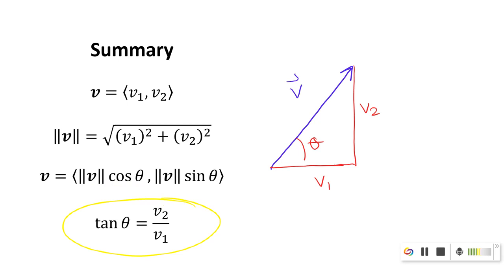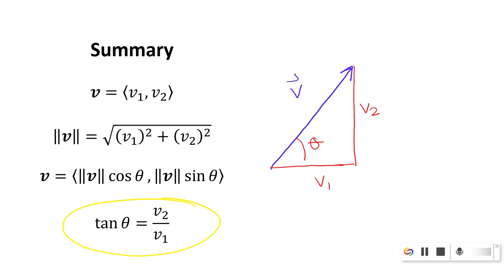Finally, the last thing I have written on the screen, I guess I haven't done an example using this fact, but the rest of that right triangle trigonometry applies to this picture. If I wanted to, for example, find the angle that a vector makes, I could use information about its components to do that, using the fact that tangent is opposite over adjacent. So tangent theta would always equal the vertical component, V2, divided by my horizontal component, V1.